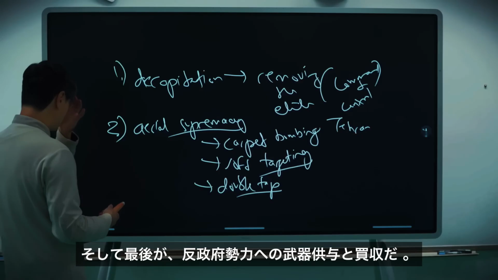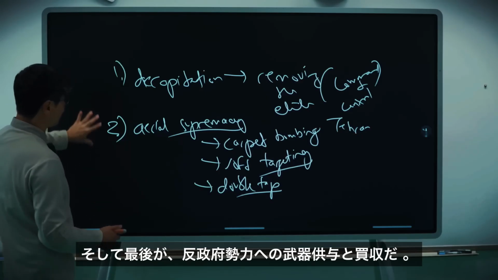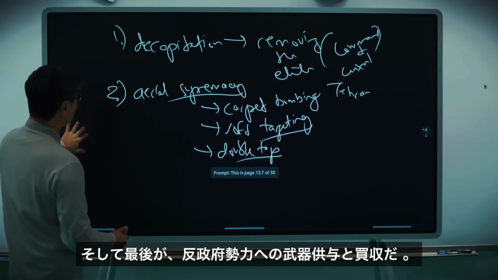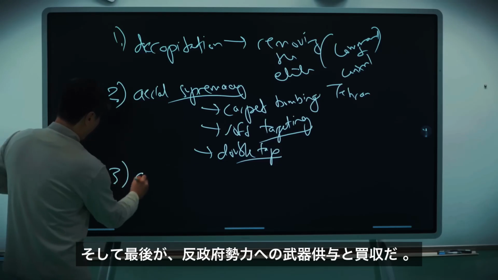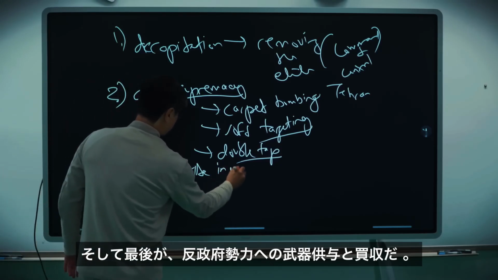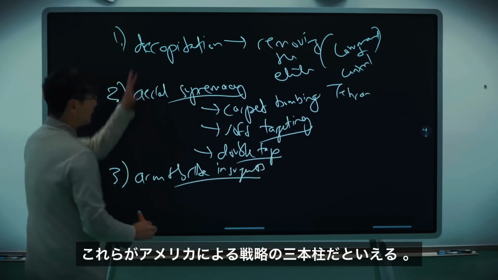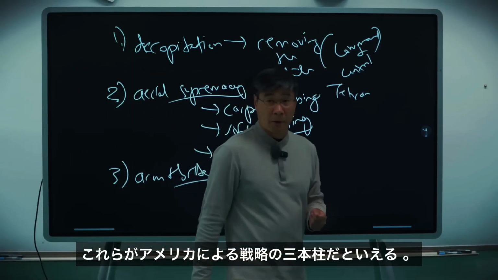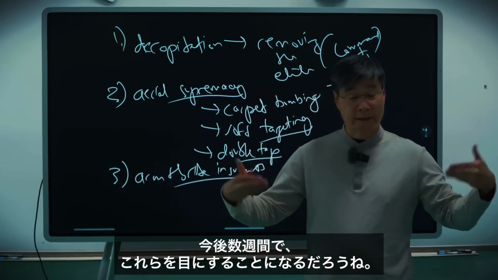And the last thing you do, of course, is to arm and bribe insurgents. Okay, so these are the three main pillars of the American strategy. And you will see this over the next few weeks.